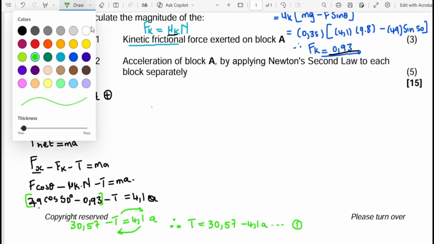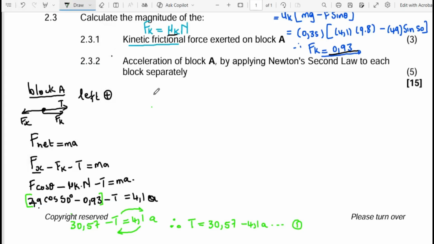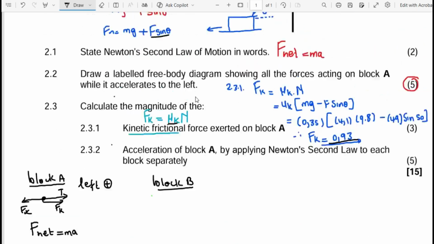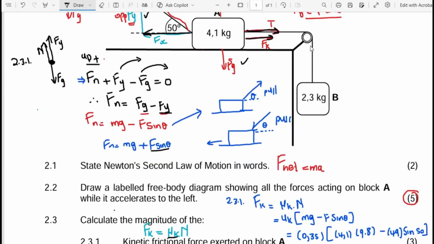Right. Now that I have equation 1, I need to do what they said, use Newton's law on each block. So now my focus will be on block B. I need to draw, you see, on block B, we're going to focus on the vertical forces, which is the tensional force and the weight. There's only two forces, the tensional force and the weight, since it's hanging.